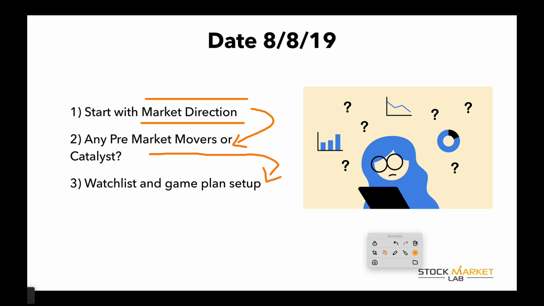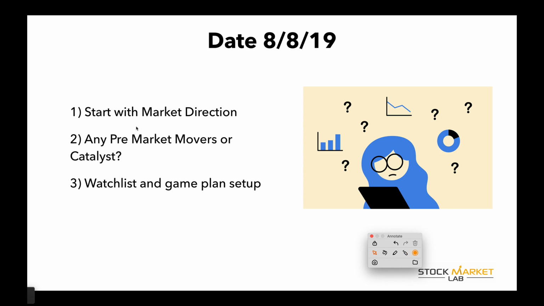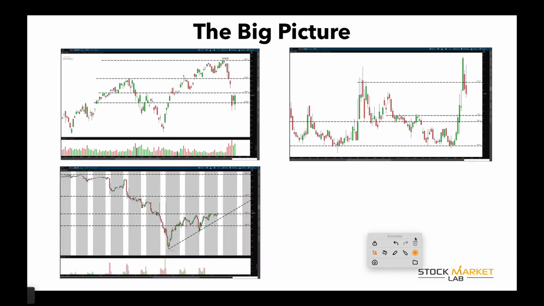So on August 8th, the first step that I did was I looked at the market direction. Now, when I looked at the market direction, what did I look for? I looked at the big picture. When I'm looking at the big picture, I'm starting off by looking at SPY, right? SPY is giving me a clear indication of what's happening.